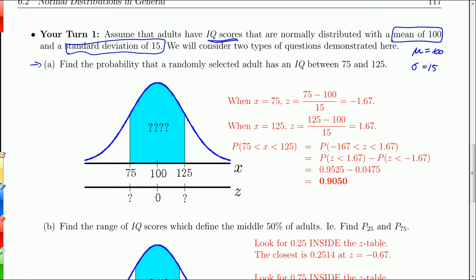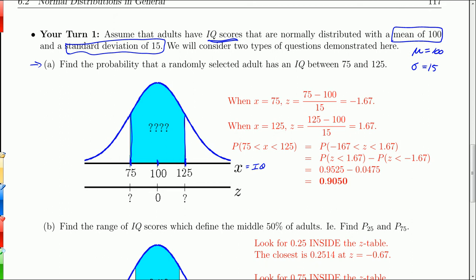So what we're looking for in terms of area under a curve is this area here. Because if you look at the x-axis, and those are IQs, the mean is 100. I'm looking for the probability of randomly selecting a person with an IQ between 75 and 125. So that's this shaded area right here. And notice it's an interior region, so we're going to be dealing with some subtraction. We're going to find the area to the left of the bigger number and subtract from that the area to the left of the smaller number.